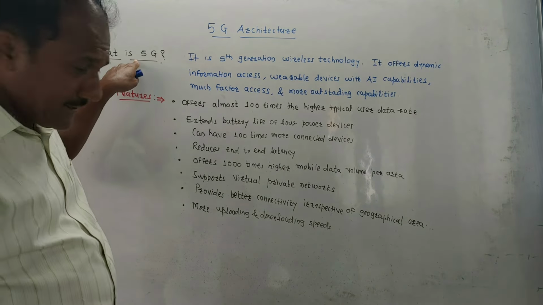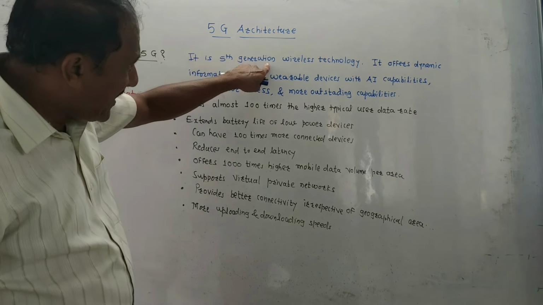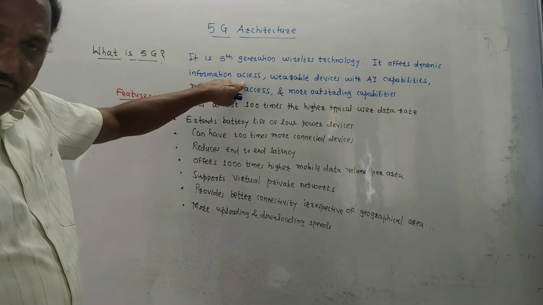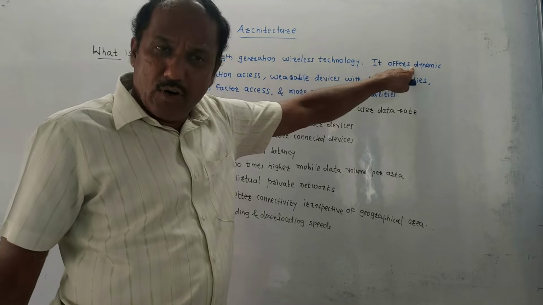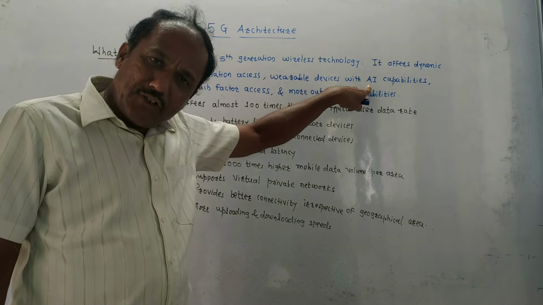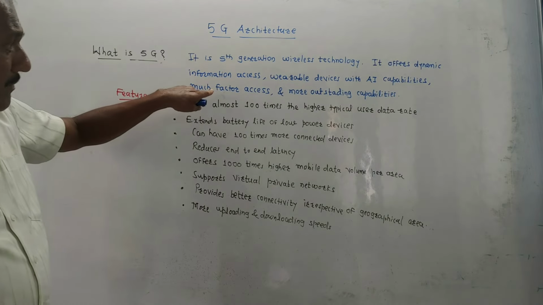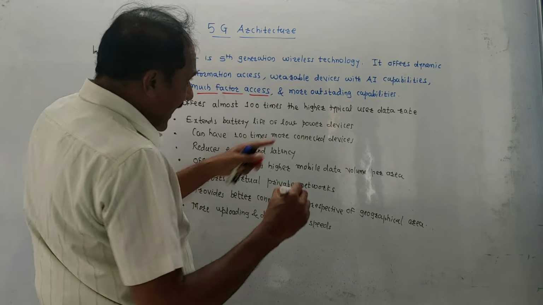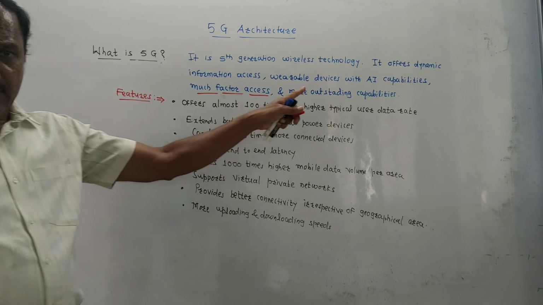As the name indicates, 5G means fifth generation wireless technology. It offers dynamic information access. We know the meaning of the word dynamic. Then wearable devices with AI, that is artificial intelligence capabilities, much faster access. This is the most important parameter, and more outstanding capabilities.